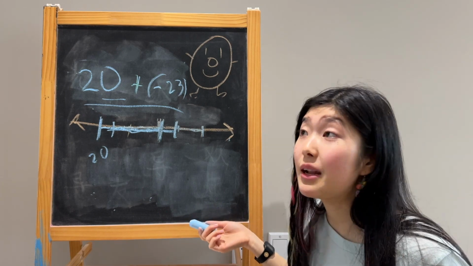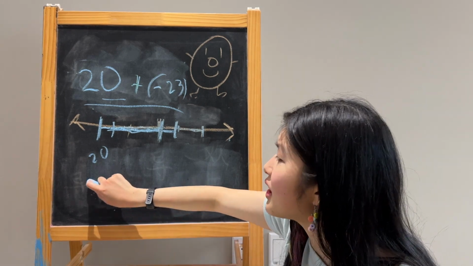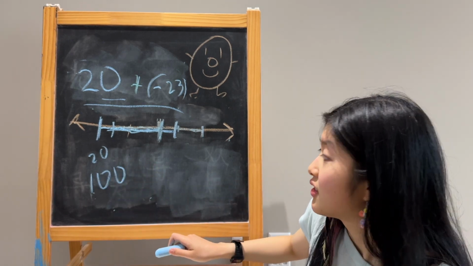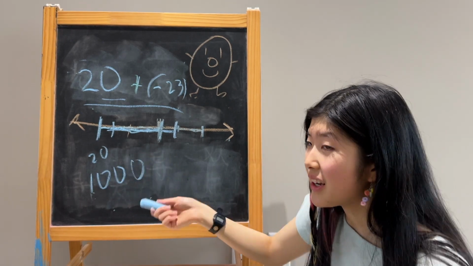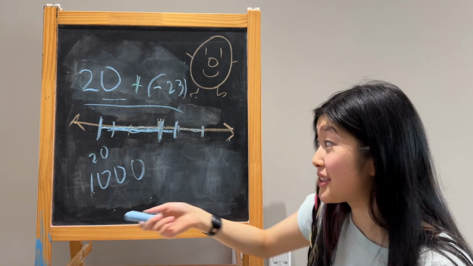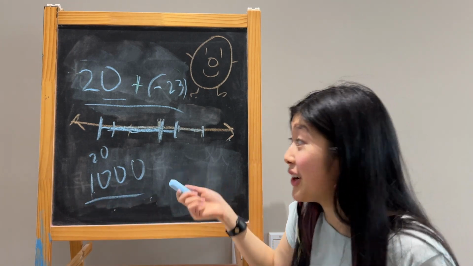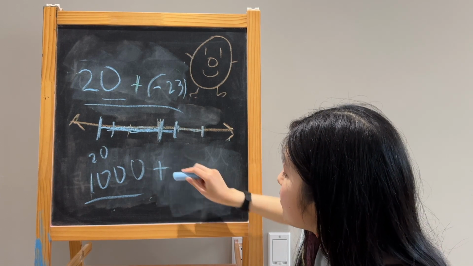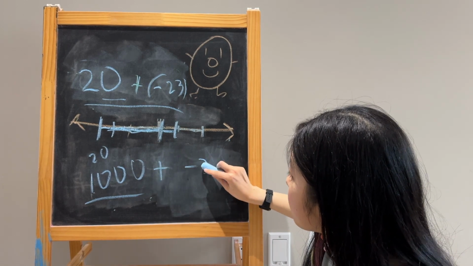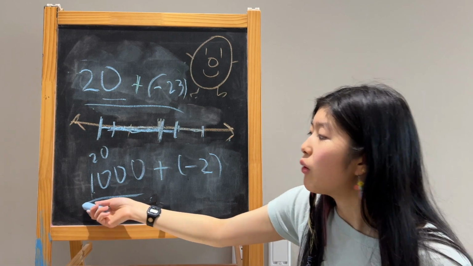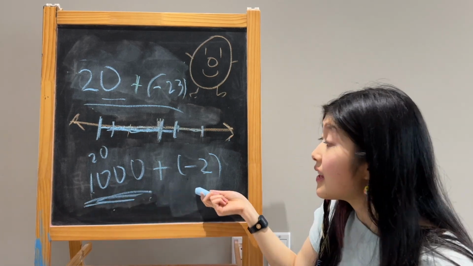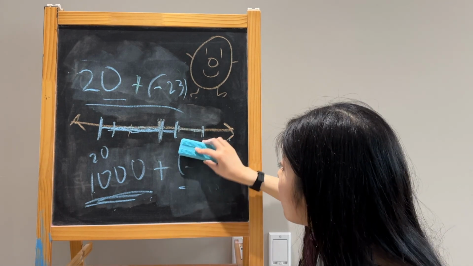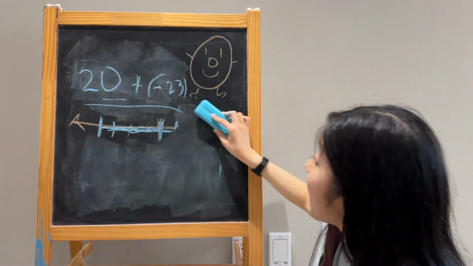And also, what if I had an even bigger number, right? What if I had a number like 100 or 1,000? We don't want to count 1,000 whole steps just to do an equation. And maybe we have 1,000 plus negative 2, right? We don't want to count 1,000 whole steps and then get another 2 in there. So the second method we can use is called using the absolute value.